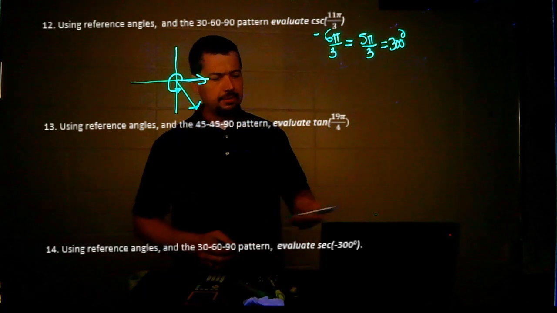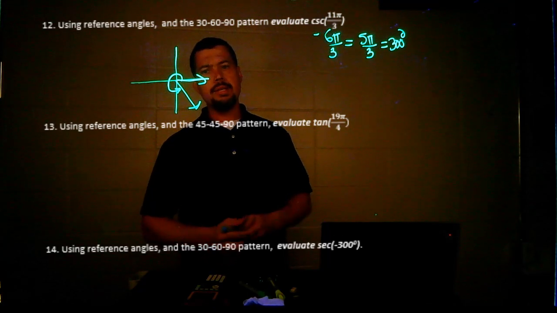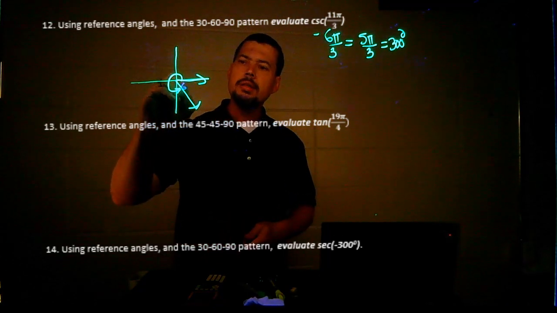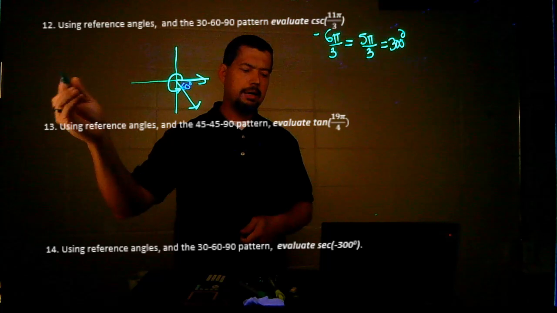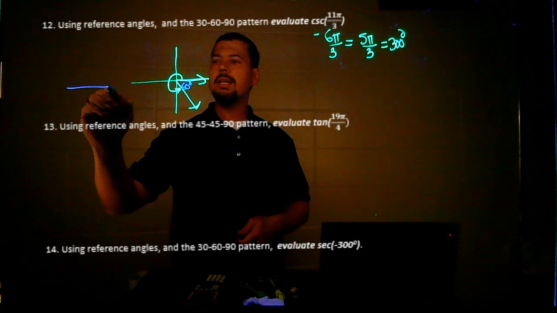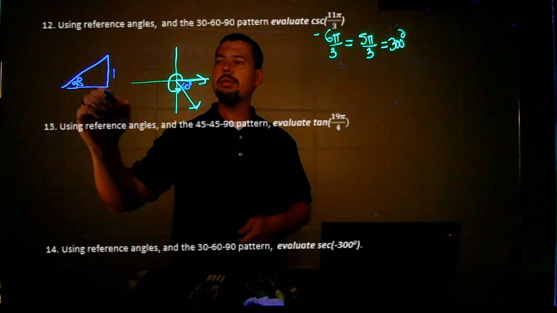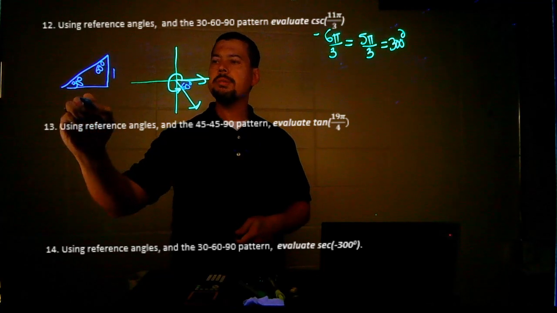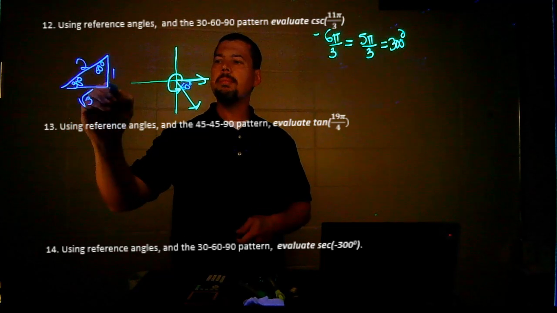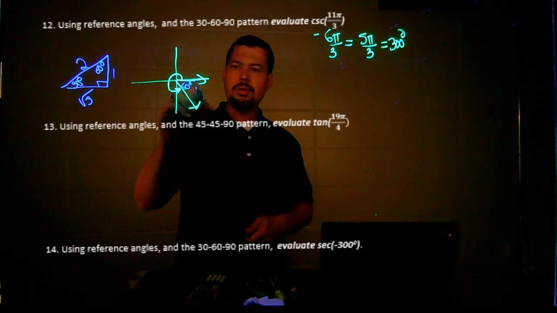The reference angle, which is what it takes to get to the closest x-axis, is 60 degrees. Now, I've also asked you to memorize some 30, 60, 90 patterns. You've got a 30-degree angle, and opposite of the 30-degree angle is a 1. You've got a 60-degree angle, and opposite of that is a root 3. And you have a hypotenuse of 2. So we're going to triangle that thing out.